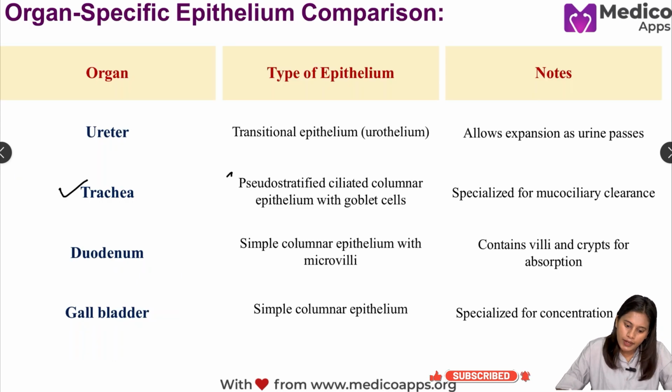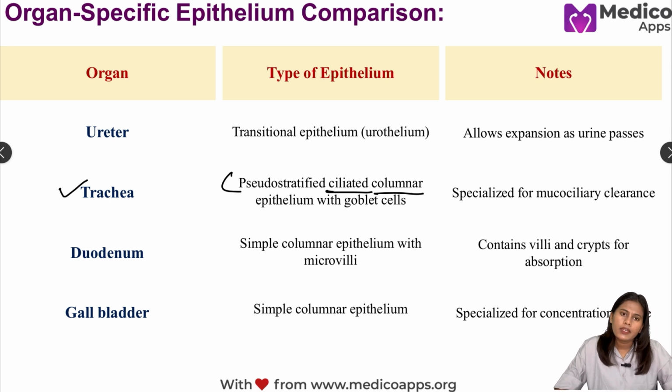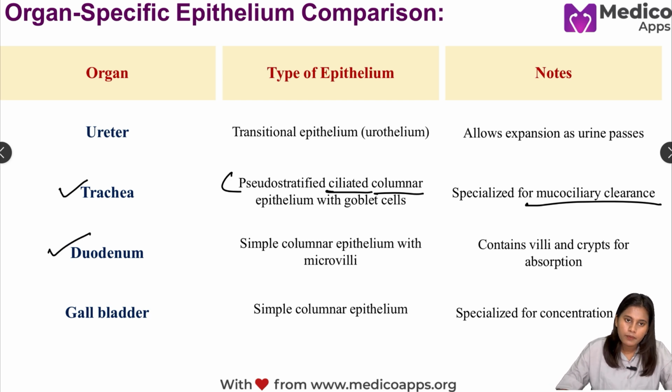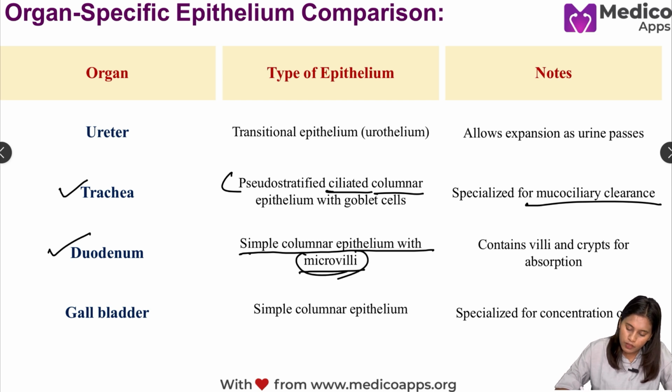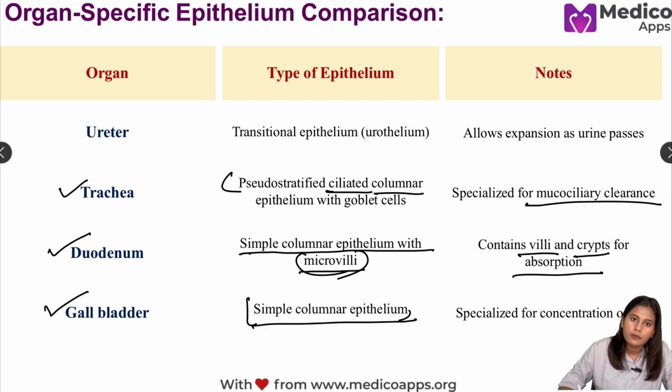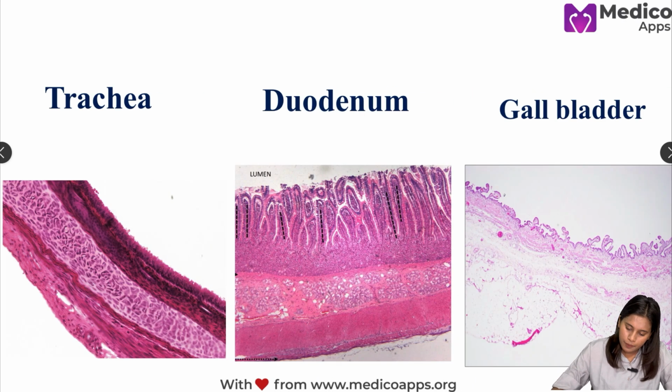The trachea is lined by pseudostratified ciliated columnar epithelium. That is a very different kind of epithelium from the transitional epithelium. It is specialized for mucociliary clearance. The duodenum is lined by simple columnar epithelium with microvilli, and it contains microvilli and crypts for absorption. The gallbladder is lined with simple columnar epithelium. It is specialized for the concentration of bile.